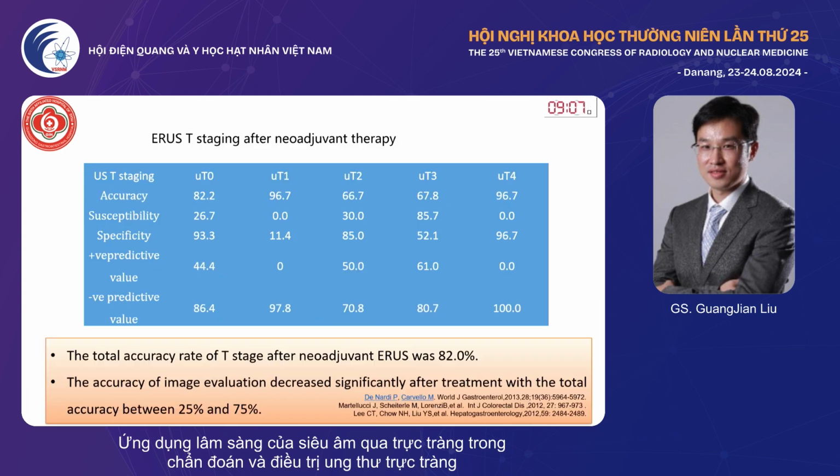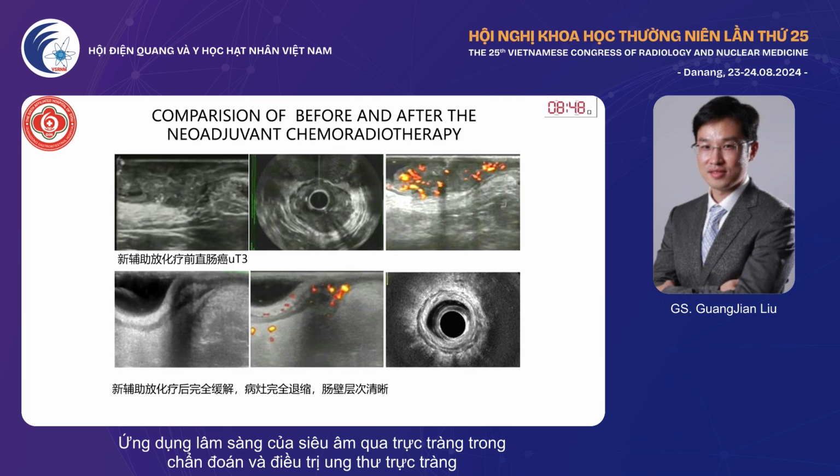And if we re-evaluated the T stage using endorectal ultrasound, we can see the accuracy decreased to about 82%, compared with over 90% pre-treatment. That is because, like this one, this is a T3 tumor after neoadjuvant chemotherapy. The thickness decreased, but the layer is still not so clear, so we cannot see whether there is still residual viable tumor here. So it's very difficult to judge the treatment response based on morphologic changes.